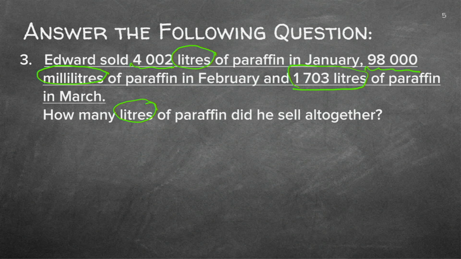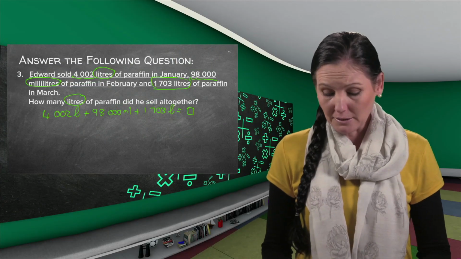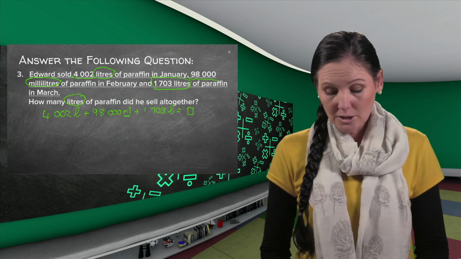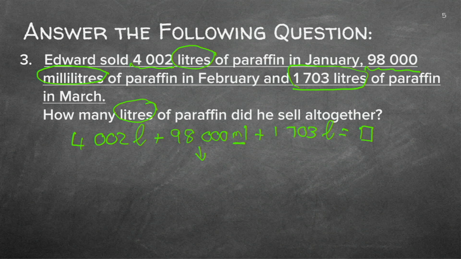Now, what will your number sentence be? Altogether means I have to add. Now I can go and say 4,002 liters plus 98,000 milliliters. Be careful for that. Plus 1,703 liters equals I don't know what. But now I see with my number sentence there's a problem. The problem is that I've got milliliters here. So first I'm going to go and change it. Now from milliliters to liters, I divide by 1,000. So this will be 98 liters.